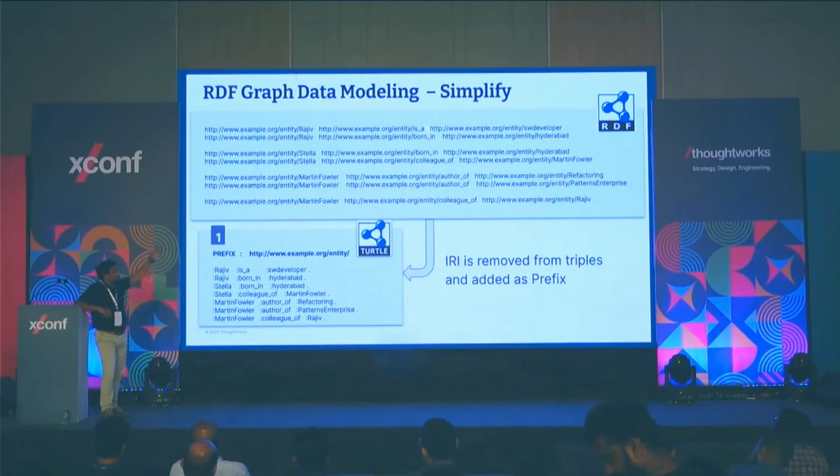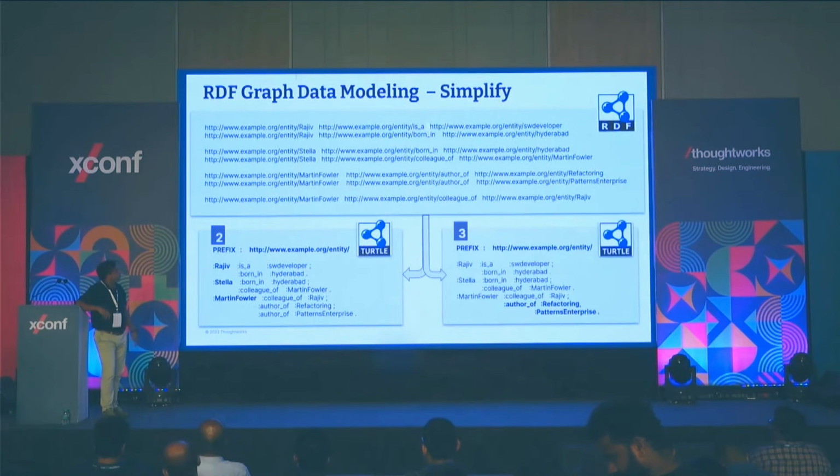Now if you compare the top to the bottom, you can understand that this one is much better for a human eye, right? And this is the second level of simplification, in which, instead of repeating the subject, right? So Rajiv is repeated twice, and Stella is repeated twice, and Martin Fowler is repeated thrice, right? So instead of repeating the subjects, we have mentioned them only once, and the predicate and object are mentioned repeatedly, whichever way we wanted. This is the second level of simplification.